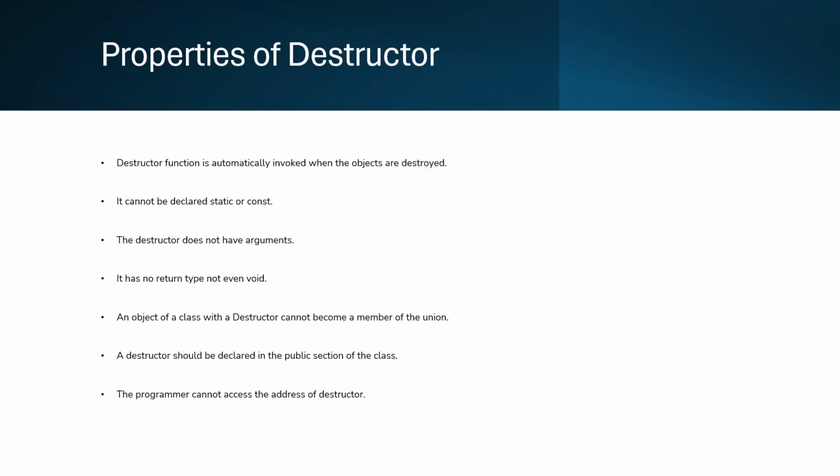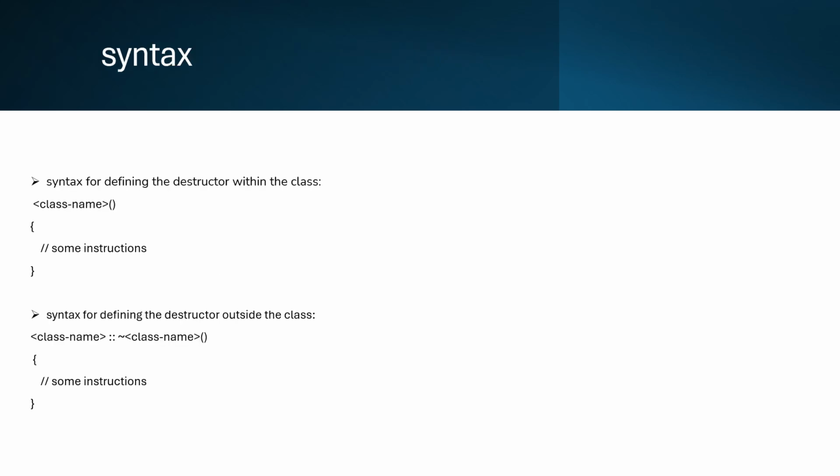What are the properties? Already we have seen, the same here also. The destructor function is automatically invoked when the object is destroyed, as already explained. It cannot be declared as static or constant. It does not have arguments and does not have return values, not even void. An object of a class with a destructor cannot become a member of a union. A destructor should be declared only in the public section, and the programmer cannot access the address of the destructor. These are the properties of the destructor.